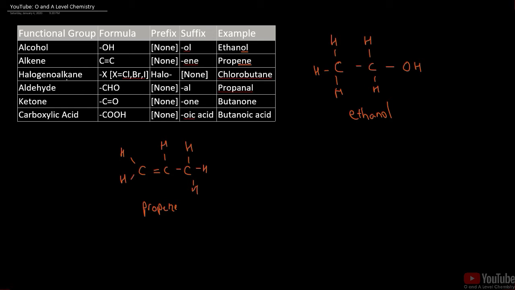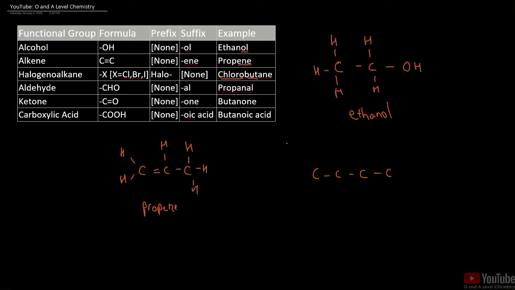Then we have something called a haloalkane, which means that one of the halogens, which are basically elements of group 7, is bonded to an alkane. It's represented as X, where X can be chlorine, bromine, iodine, or any other member. Here we have a prefix, halo, and then the rest of the name. You don't have any suffix. In this case, the name is chlorobutane. When you see butane, you know it's an alkane with 4 carbons.